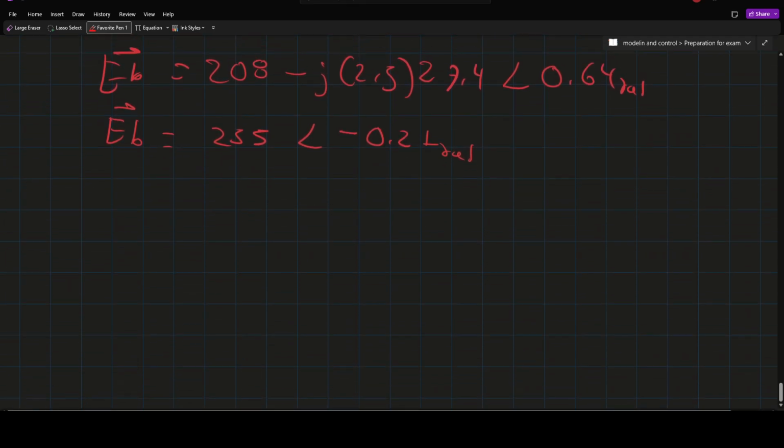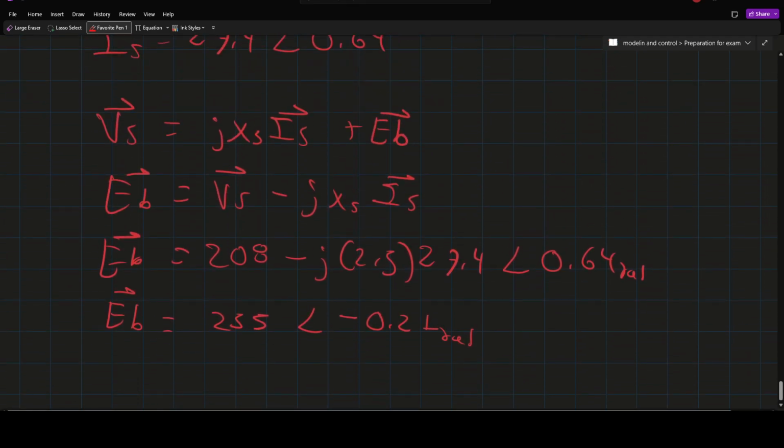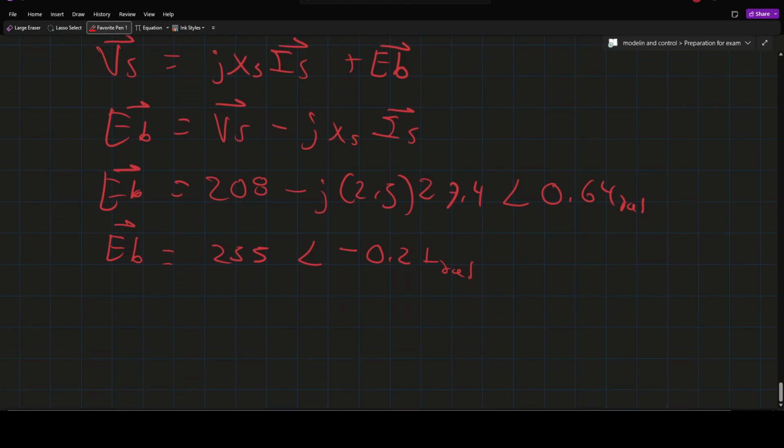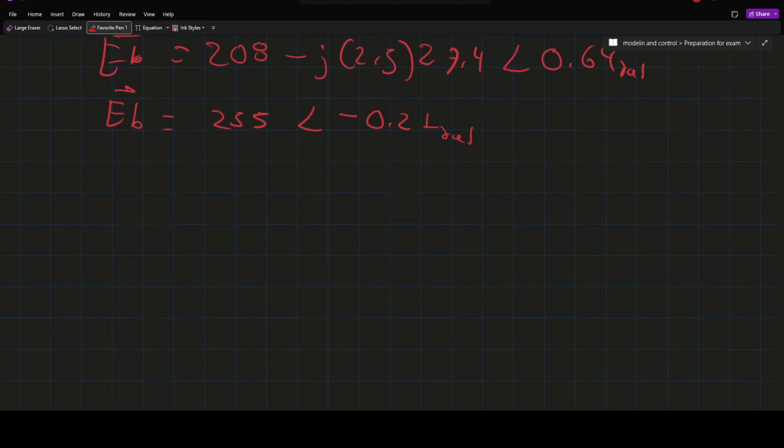Okay, so now that we have our two voltages and our current, we can sketch the phasor. We can start with VS because we know that it has an angle of 0. So this is going to be our VS.